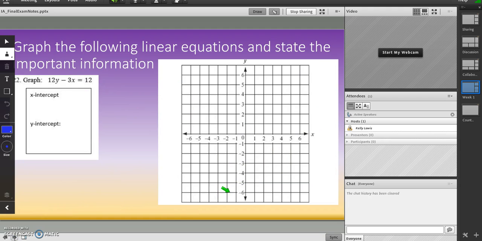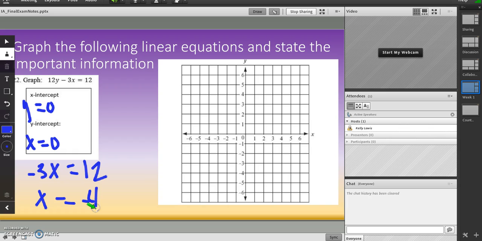All right, so we're going to graph the lines and find the important information. The x-intercept is when y is 0. The y-intercept is when x is 0. And so for the x-intercept, I'm going to plug in 0 for y. So I get negative 3x plus 12. Then I'm going to divide by negative 3 on both sides, and I get negative 4.